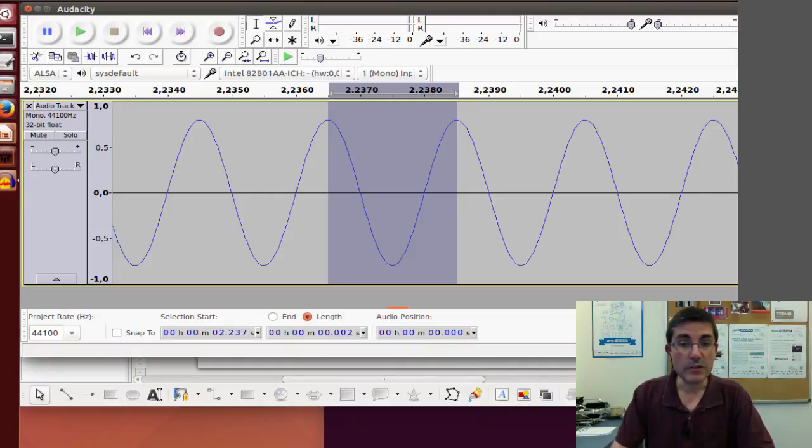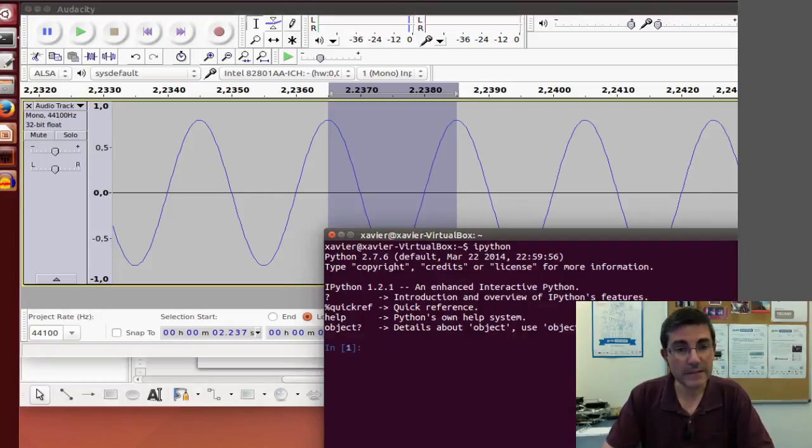If we go to the terminal and have Python in, we can use it as a calculator, so we can convert this period length into frequency. So the inverse of the period, so 1 over 0.002, will be our frequency. And of course, it gives us 500 Hertz. 500 Hertz is the frequency of this sinusoid.